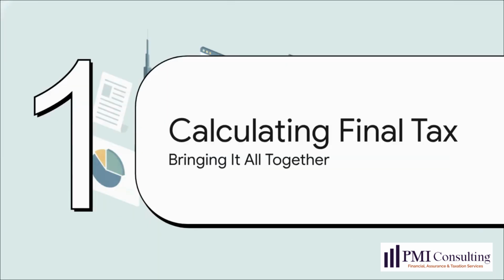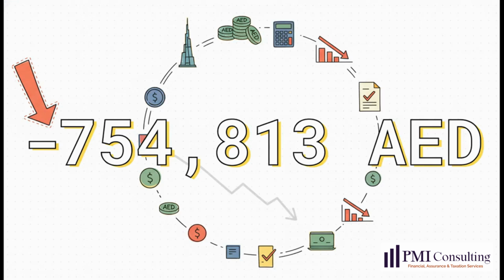Whew, we've put in our financials, we've made our adjustments. Now in step 6, it's time for the big reveal. Let's see how this all comes together to calculate the final tax. This is the moment of truth. So, after all those steps, we finally get to our taxable income, or in this example, it's a tax loss. And because there weren't any big adjustments in this case, the taxable loss is the exact same as the accounting loss we saw earlier, negative 754,813 dirhams.